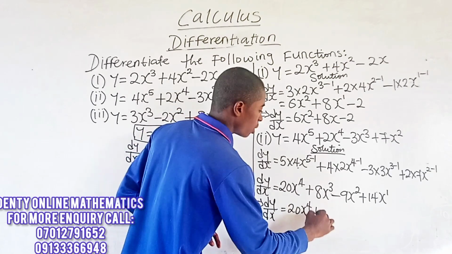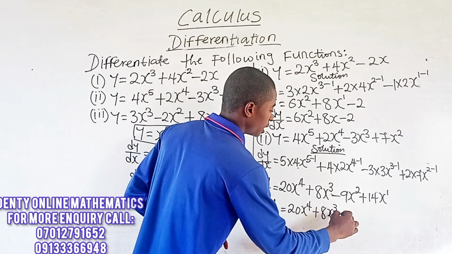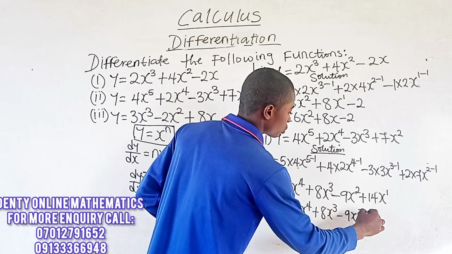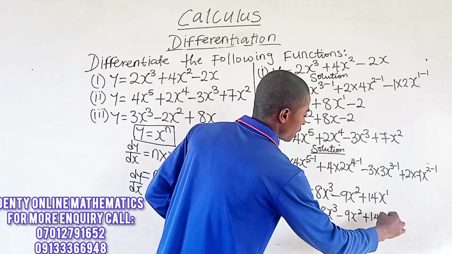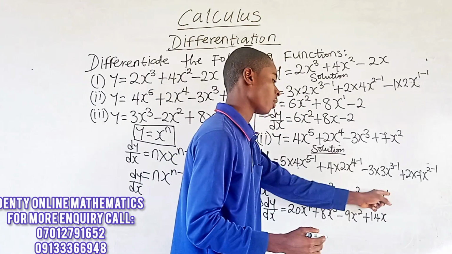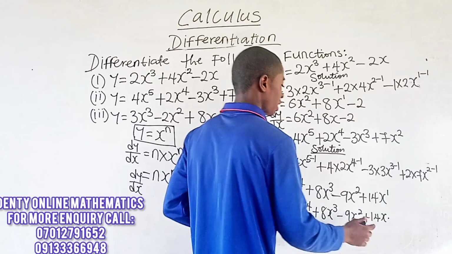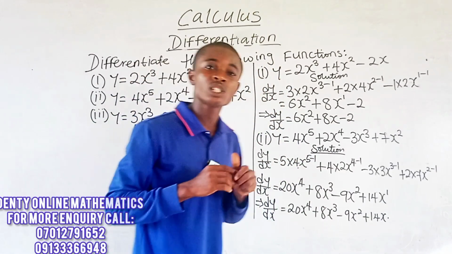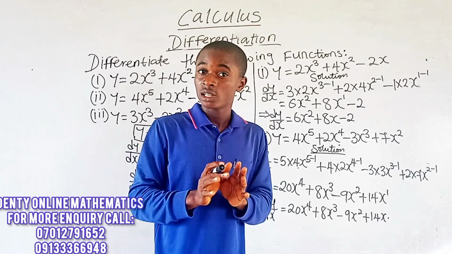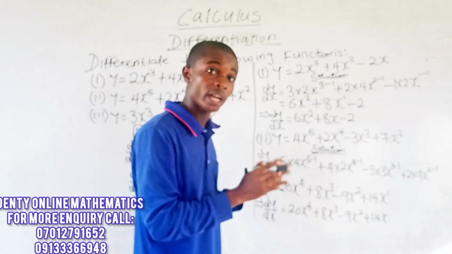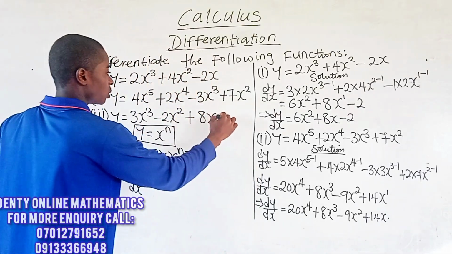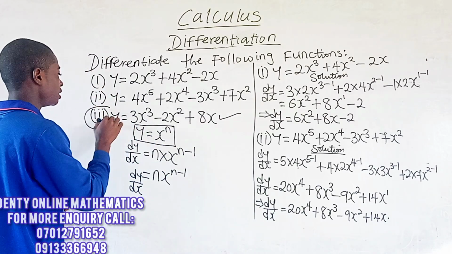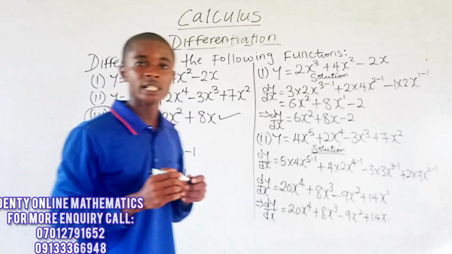20x power 4 plus 8x power 3 minus 9x power 2 plus 14x, because 14x power 1 is the same thing as 14x. And this is the derivative of this second function. Now, if you understand what I have done here very well, try this last one, the third one, and drop the answer in the comment section.